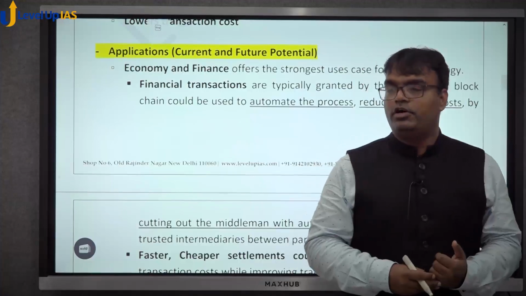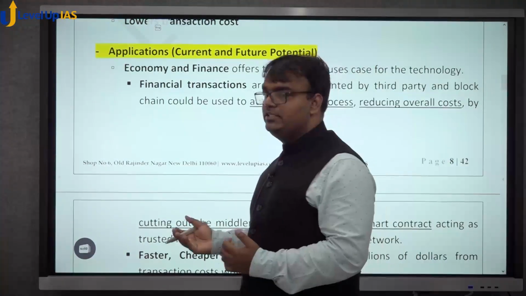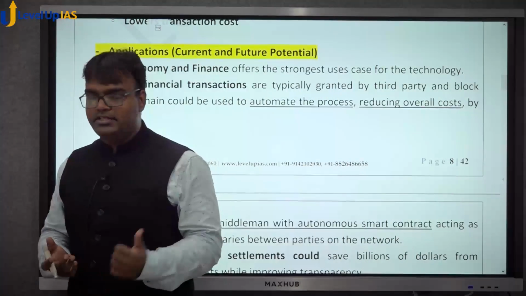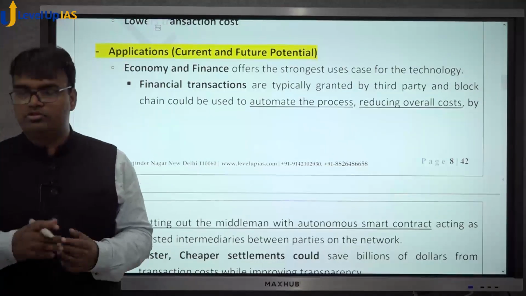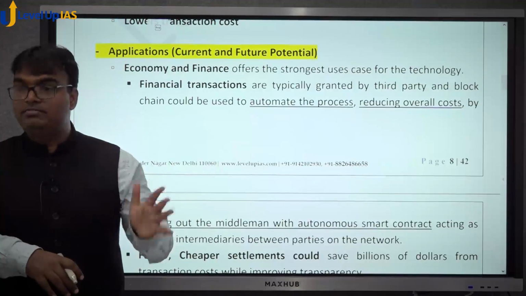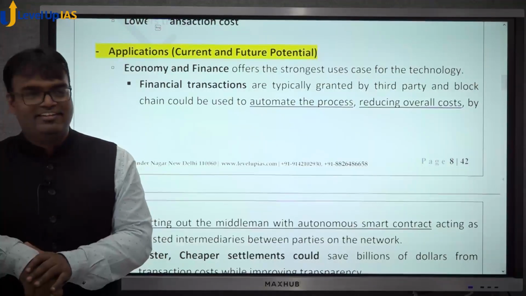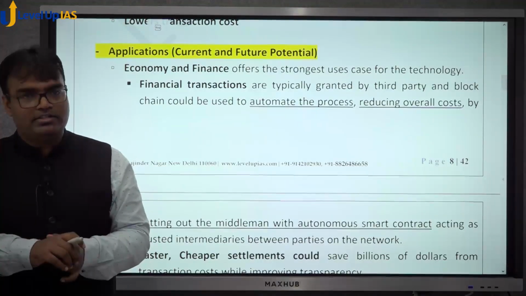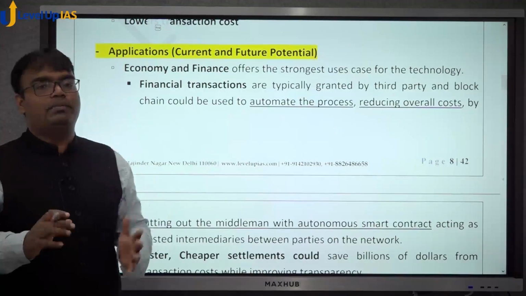That's why the World Economic Forum recently has released a bill of rights for blockchain. That is something that we'll be covering. That is something because of which it is in news. But even if it was not in the news, I would still teach blockchain, because it is something that can be asked by UPSC. So what are the different applications?